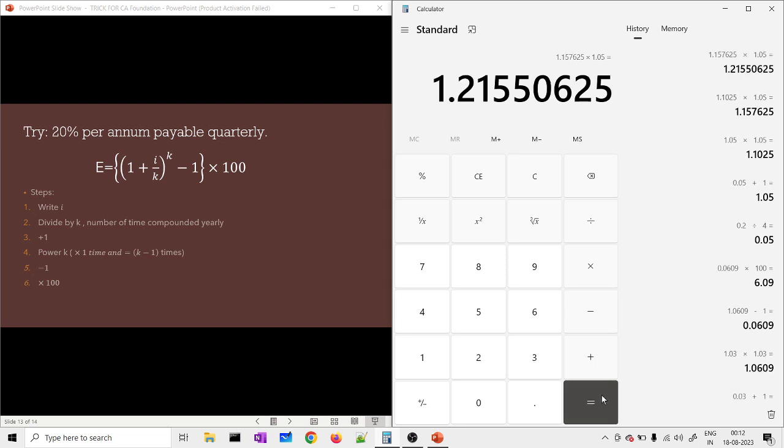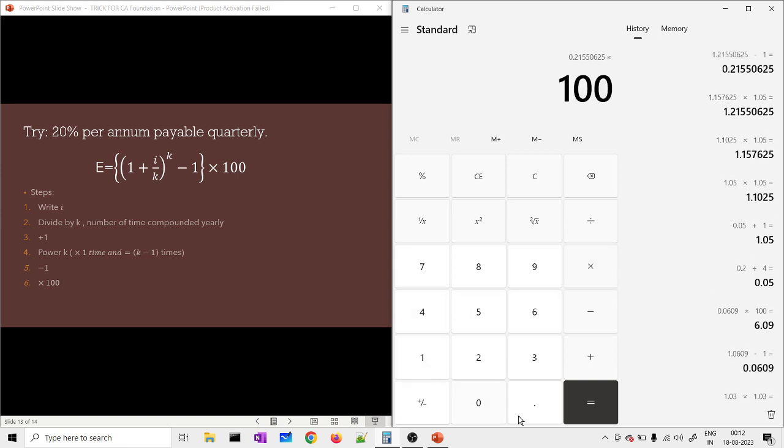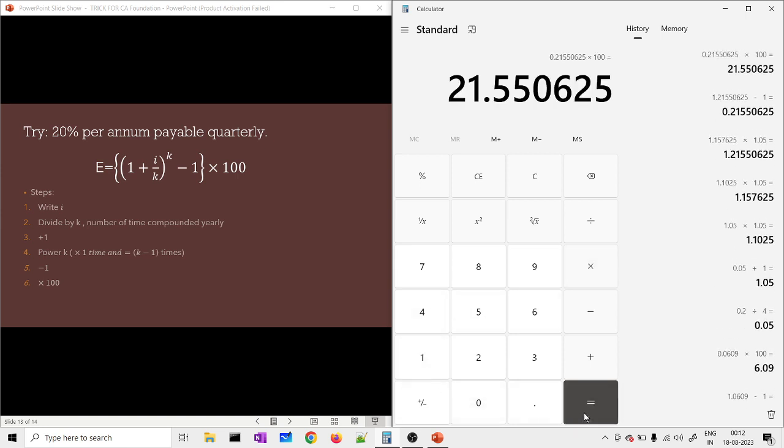Whatever is the answer, I am to do minus 1. After minus 1, the last step is to multiply it with 100 and equal to get the answer. So 20% compounded quarterly is equivalent to 20.55% for the entire year. So this is going to be the effective rate of interest.